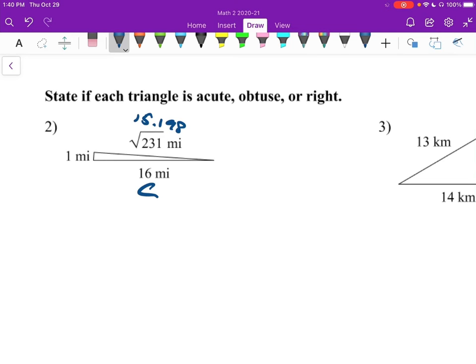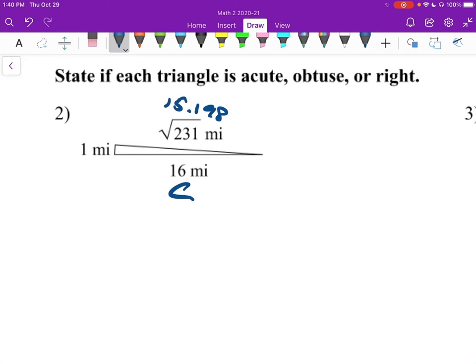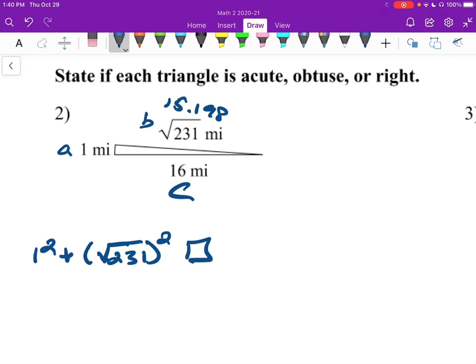On a lot of these, I can't tell directly whether or not it's going to be the biggest side if there's some ugly square root. So I normally need to type them in just to make sure. So I'm going to say, well, here's my A, here's my B. 1 squared plus root 231 squared. And then I like to put a box there because I need to make a less than, greater than, or equal to sign. And then we're going to say 16 squared.